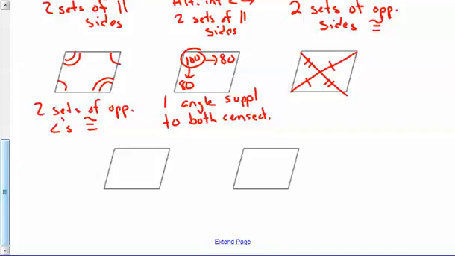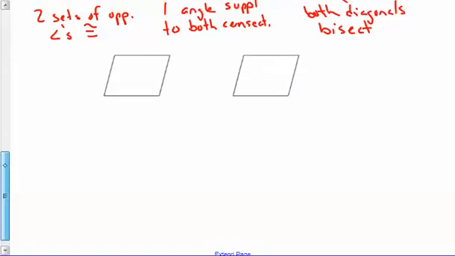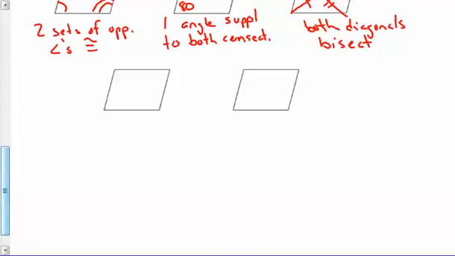Okay, prove that both diagonals bisect. Now these things that I'm writing here are your reasons, right? Your justifications. When you're looking at a picture, you're going to be saying yes, it is a parallelogram, or no, it's not a parallelogram. And you can't just guess. You can't just say, oh, yes, no. You have to say yes, because both diagonals bisect, or no, not enough information.